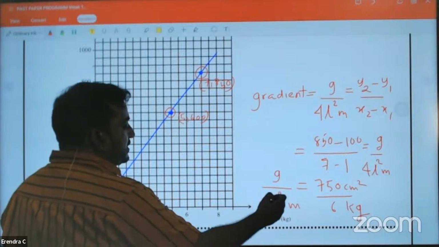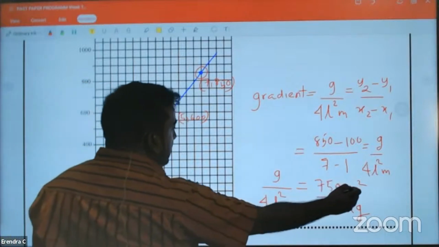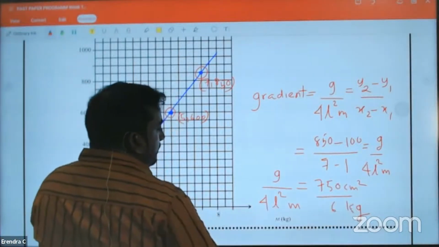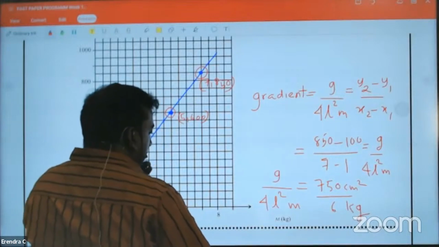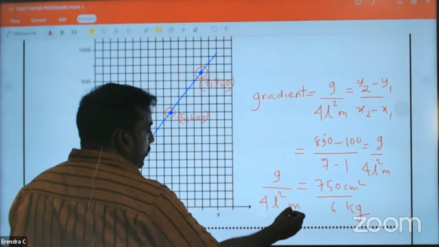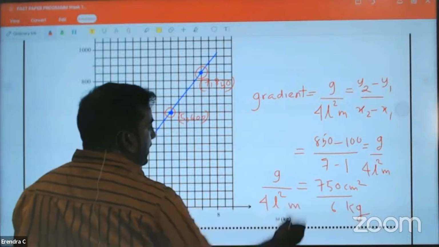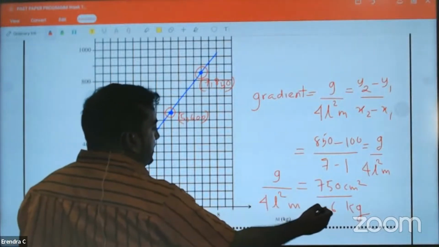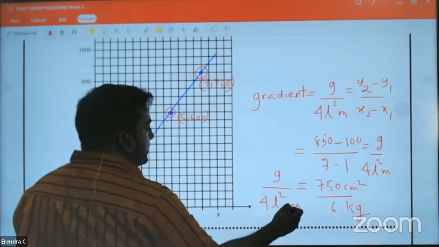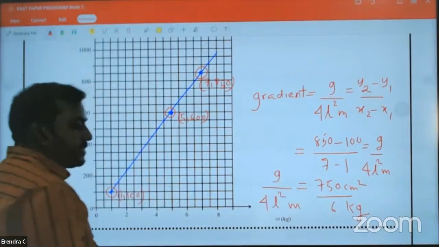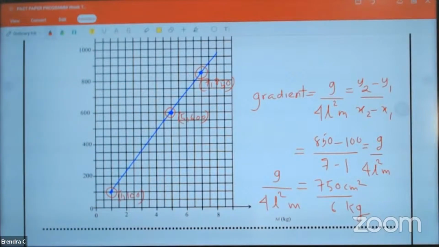Simple M, 4L squared at the bottom. Here 750 centimeter squared, 6 kilogram. Look at this carefully. If you want to find simple M, make simple M the subject. Making simple M the subject means 60 divided by this comes. From there you can find the required answers.